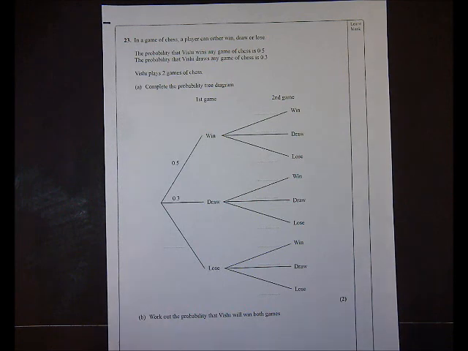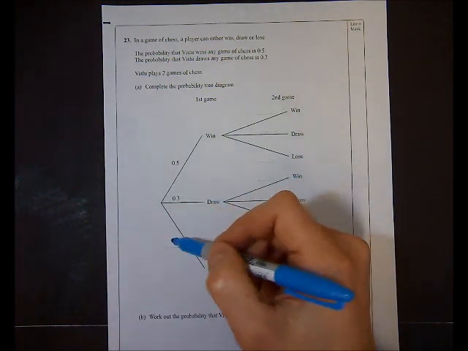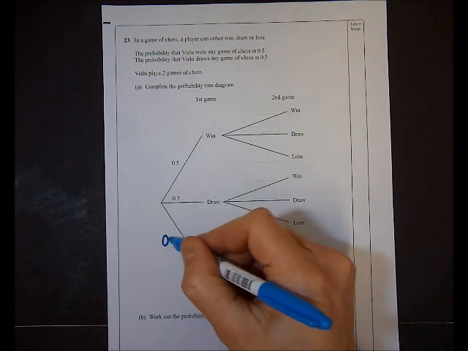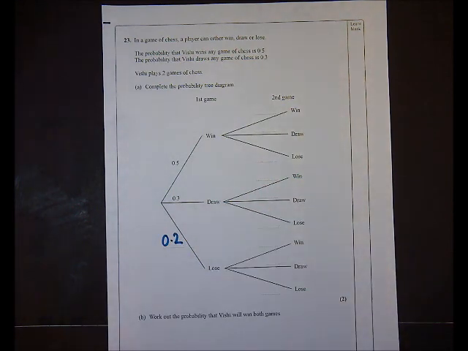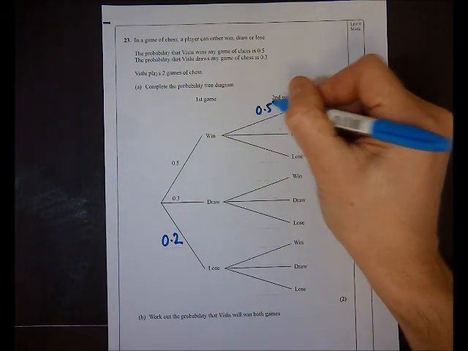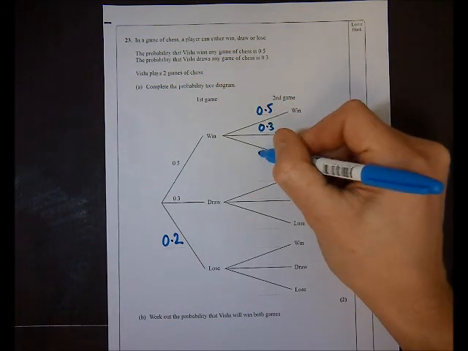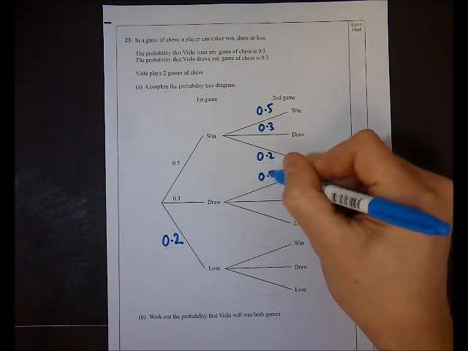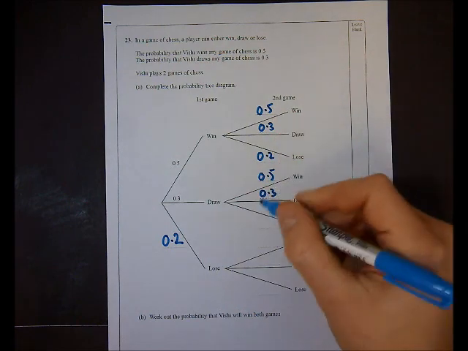So first of all, I need to work out the probability that he loses. So on the tree diagram, the branches must always add up to 1, so this is going to be 0.2. And I'm going to copy all of that information to the second game, so 0.5, 0.3, 0.2, as the probability that he wins any game isn't going to change from one to the next.